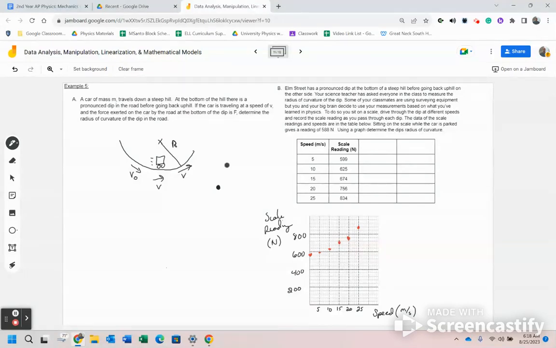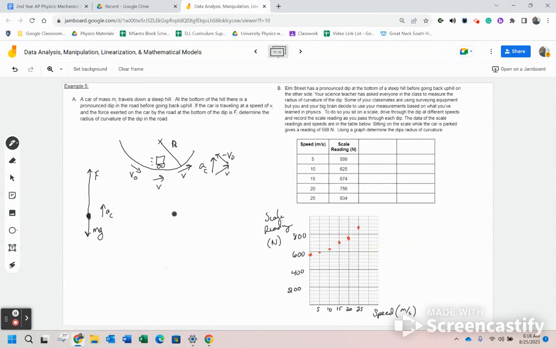If we look at the change in velocity, final velocity minus negative initial velocity, we have the acceleration pointing straight up towards the center of the curve. That would be our circular acceleration, our centripetal acceleration. So for the force diagram at the bottom, we'll have the force of the road on the car, which would be greater than the force of the earth. That force would be our normal force pointing up.